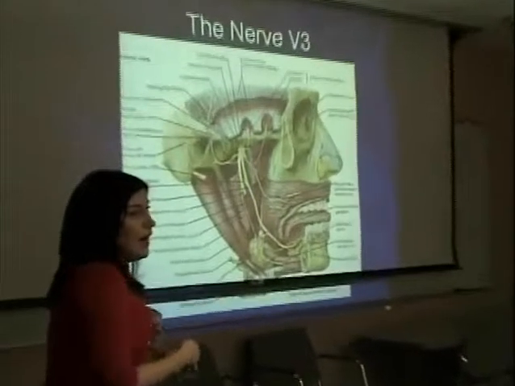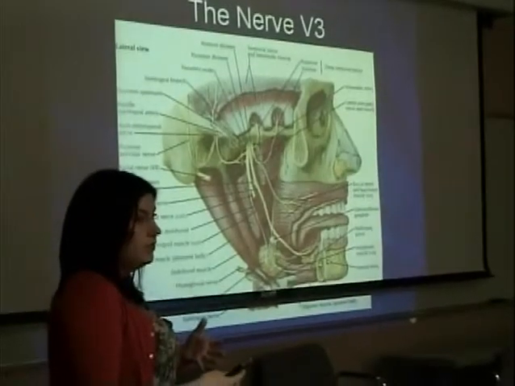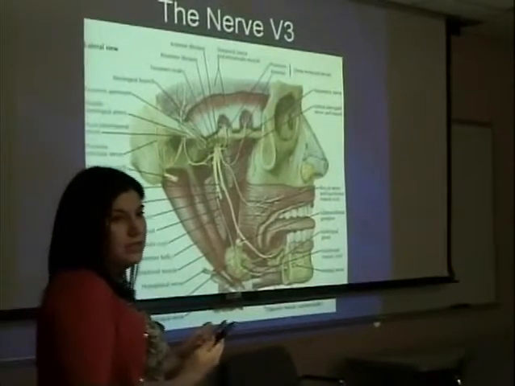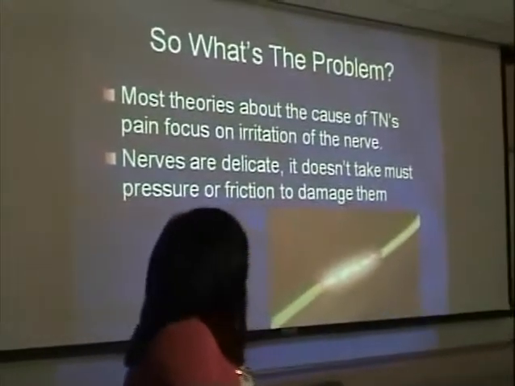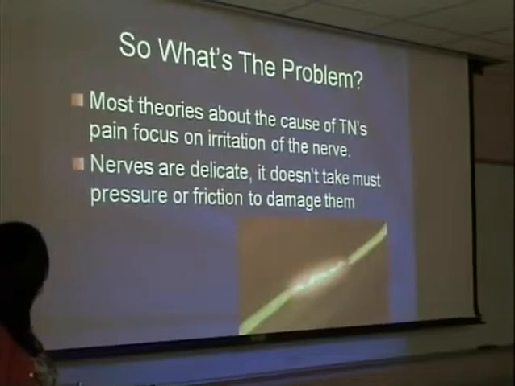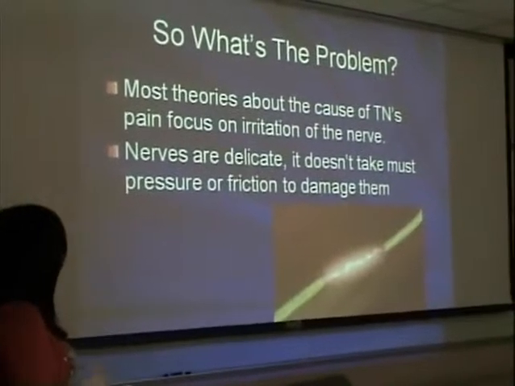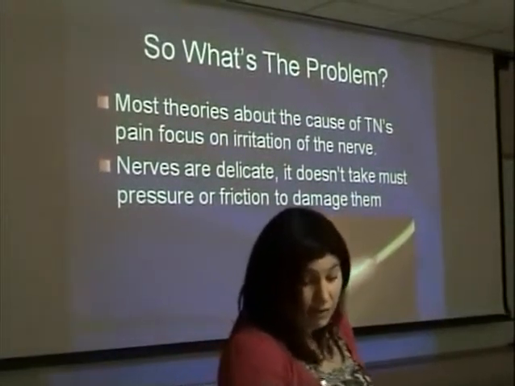So our bodies are highly complex and there's a lot of little roots and shoots to this nerve. So it's really, really important to understand the anatomy as we dive into the causes and the help for them. So what's the problem? Most theories about TN focus on irritation of the nerves. Nerves are delicate and it doesn't take much pressure to damage or have any friction on them.